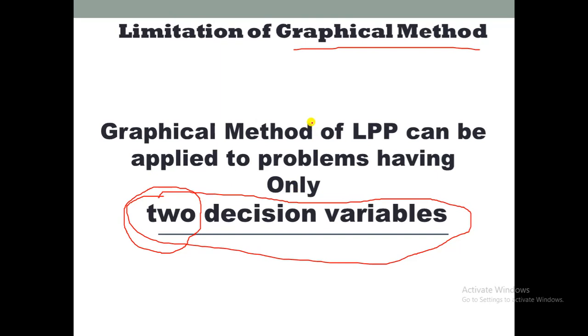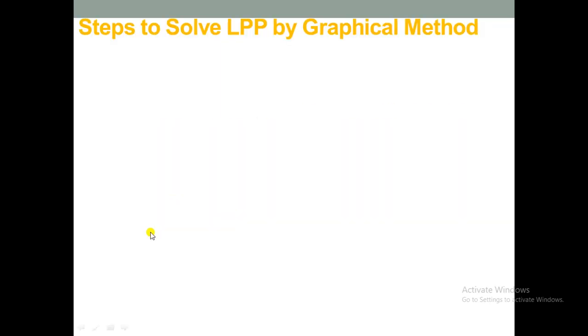So as we are going to study only graphical methods, we are going to solve the problems having only two decision variables. Now let's see what the steps are to solve the linear programming problem by the graphical method. The first requirement is that we have already formulated the particular linear programming problem.